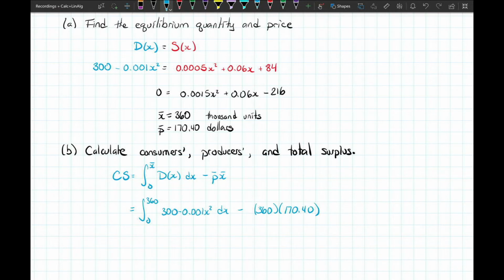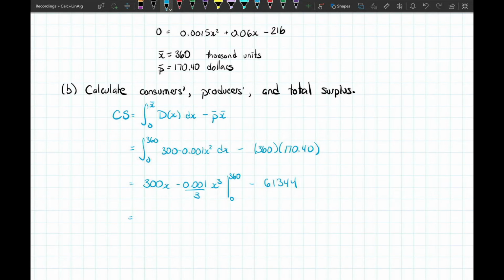We'll start off with the definite integral from 0 to 360. Luckily, this is just a polynomial, so we can apply the power rule. The antiderivative will be 300x minus 0.001 over 3 x cubed. We'll evaluate that from x equals 0 to x equals 360, and then subtract the product of 360 and 170.4, which is 61,344. When we evaluate at 0, we'll end up with 0, so we really only need to plug in 360.